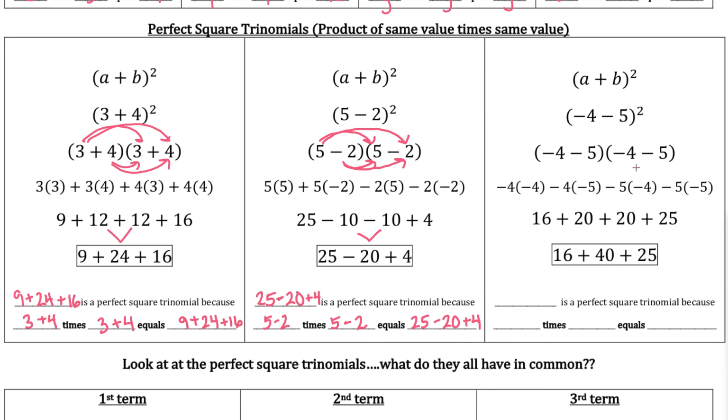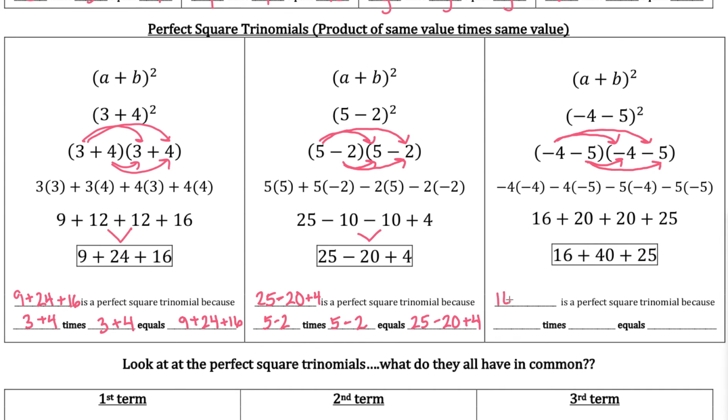Easy enough, right? And lastly, I'm showing you when both terms are negative. So negative 4 minus 5 squared is negative 4 minus 5 times negative 4 minus 5. So negative 4 times negative 4 is positive 16. Negative 4 times negative 5 is positive 20. Negative 5 times negative 4 is positive 20. Negative 5 times negative 5 is positive 25.